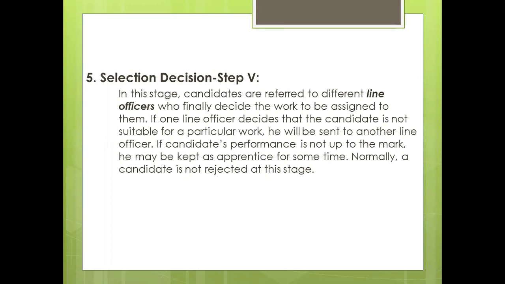Step number 5, selection decision. In this stage, candidates are referred to different line officers who finally decide the work to be assigned to them. If one line officer decides that the candidate is not suitable for a particular work, he will be sent to another line officer. If candidate's performance is not up to the mark, he will be kept as an apprenticeship for some time. Normally, a candidate is not rejected at this stage.